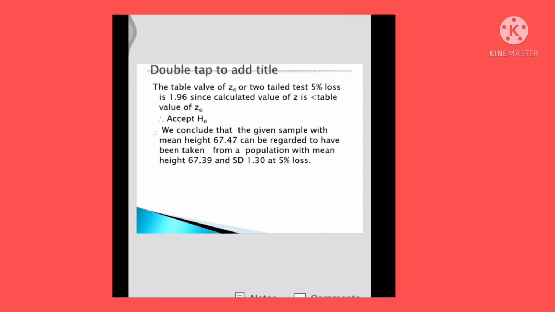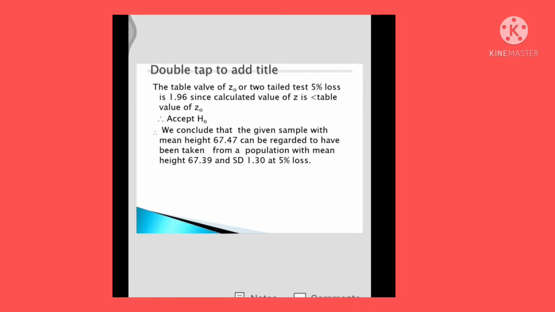Since the calculated value of Z is less than the table value of Z alpha, Z calculated is 1.23 and Z alpha is 1.96, so Z calculated is less than 1.96. Whenever Z calculated is less than Z alpha, then the null hypothesis is accepted. As per here, accept the null hypothesis.